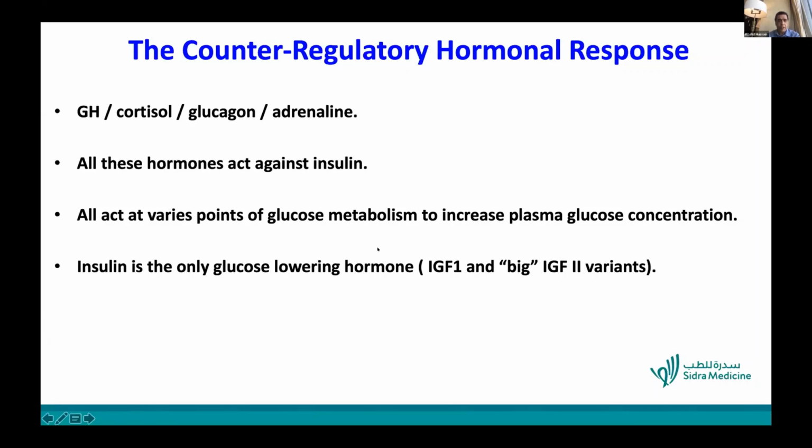There are a few rare conditions in adults where IGF-1 and IGF-2 tumors can also cause hypoglycemia. But for practical purposes, insulin is the only hormone that can lower your blood glucose concentration.